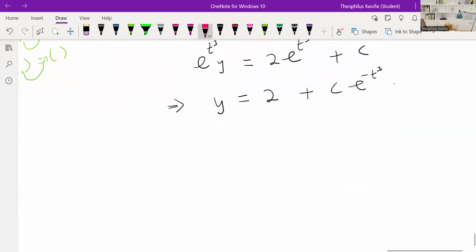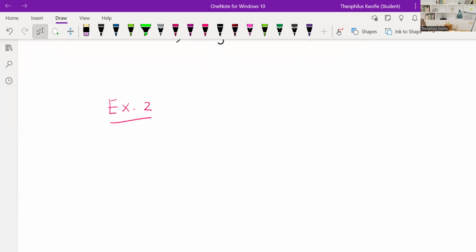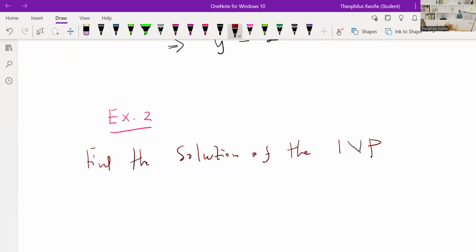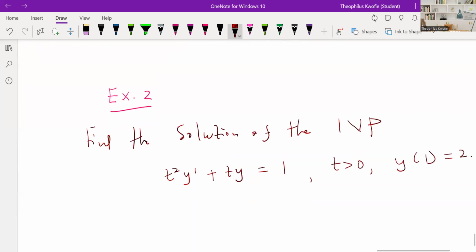Now let's look at another example. Example 2 says that we want to find the solution of the IVP, that is, initial value problem, t squared y prime plus ty equal to 1, where t is positive. But this time around, we want to subject the solution to a particular condition.